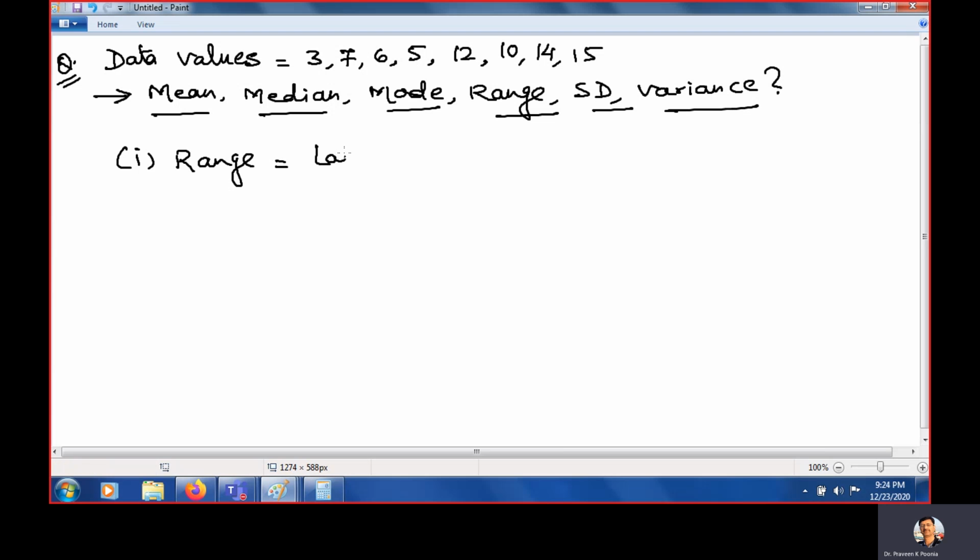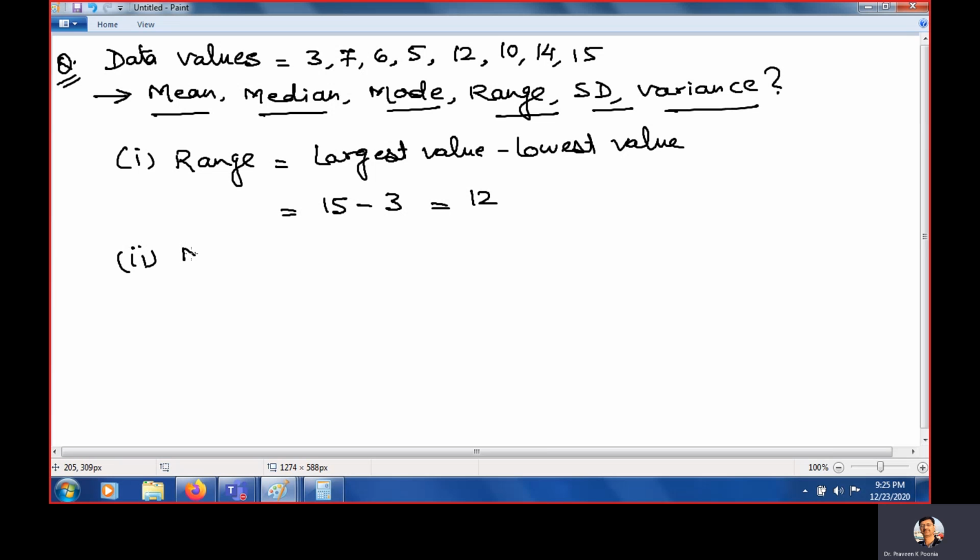Range is the largest value minus the lowest value. Okay. So what is the largest value? The largest value is 15 in this. And what is the lowest value here? The lowest value here is 3. Clear? So how much is the range? Range is 12.